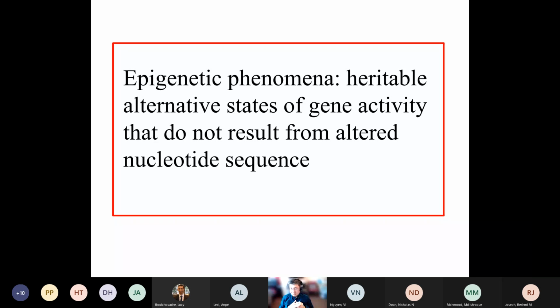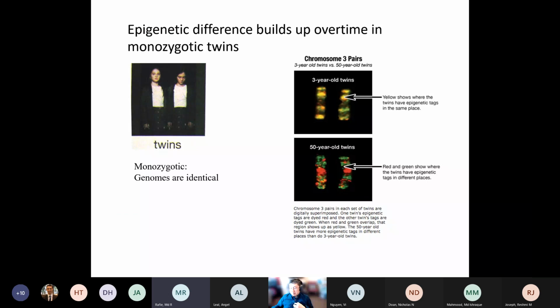So I have a question. Sure, please. So I just want to make sure that I understood it completely. So for the 3-year-old, the red and green is blended and shows up as yellow, right? Yeah. So basically, you use some technique to label the modifications. On one of the individuals, you label those modifications as red. In the other individual, you label those modifications with the other color.